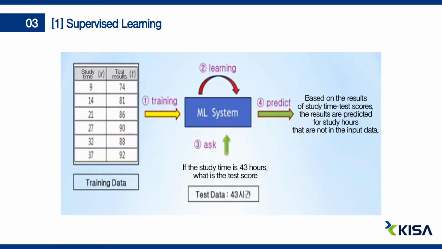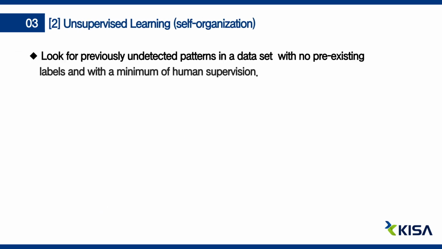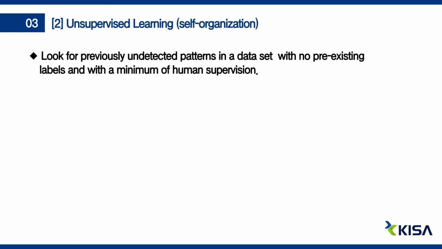An optimal scenario will allow for the algorithm to correctly determine the class labels for unseen instances. This requires the learning algorithm to generalize from the training data to unseen situations in a reasonable way. Unsupervised learning, also known as self-organization. Unsupervised learning is a type of machine learning that looks for previously undetected patterns in a data set with no pre-existing labels and with a minimum of human supervision. It works for modeling of probability densities over inputs.